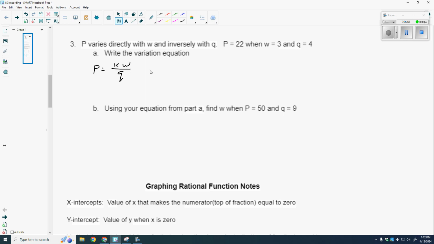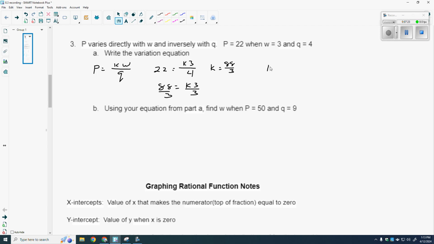Okay, plug in 22 for P. Plug in 3 for W. Plug in 4 for Q. Do a little solving. I multiply both sides by 4. Divide both sides by 3. And my K equals 88 divided by 3.